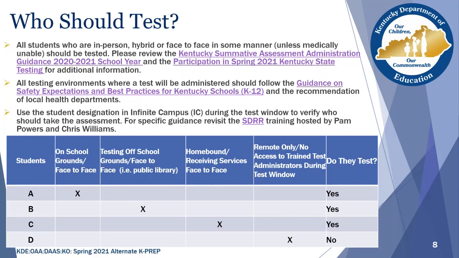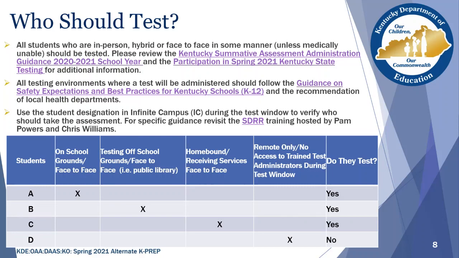Could be a homebound student. If a homebound student is still receiving homebound services and that certified school staff member, certified teacher, or test administrator is able to go into the home and access the student in person, then that student will be expected to take the test. That's represented here based on student C.